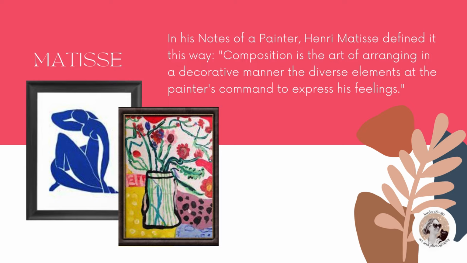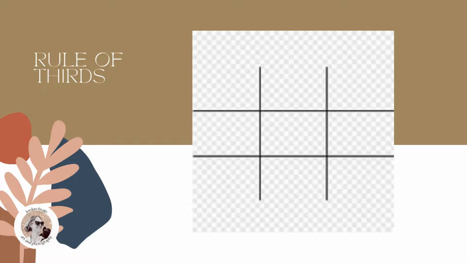Henri Matisse is a famous artist that was a master of composition. He said, "Composition is the art of arranging in a decorative manner the diverse elements at the painter's command to express his feelings." One of the rules of composition is called the rule of thirds, and it is basically where you divide everything up into boxes or thirds, 9 boxes, and the most important things are on the intersections of the lines or the boxes. I'll show you a few examples.